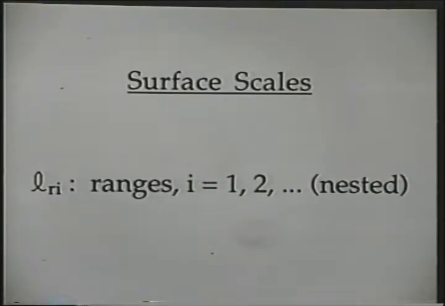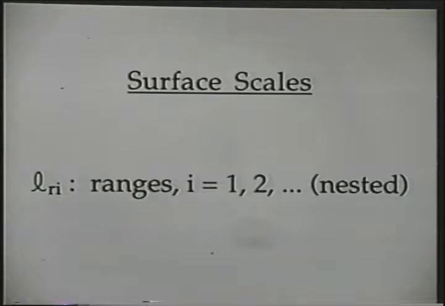For the surface variability, we have a number of ranges. And those are the characteristic scales for a randomly variable surface. And these ranges are or can be determined from the structure functions, that is the variograms. And some of them at different levels of variability, 1, 2, and 3, are nested within each other.